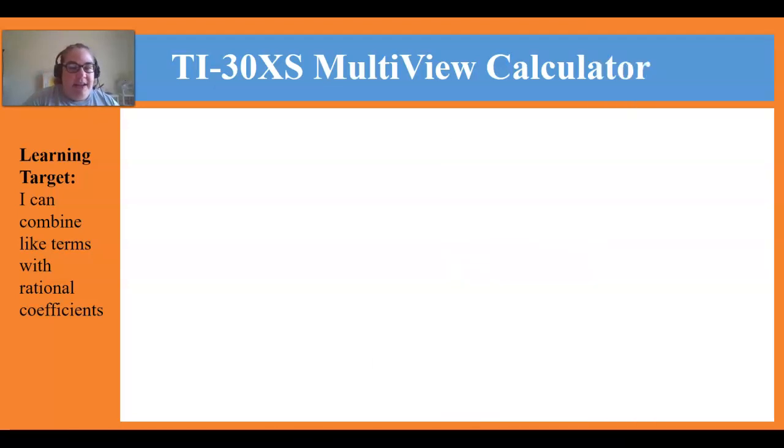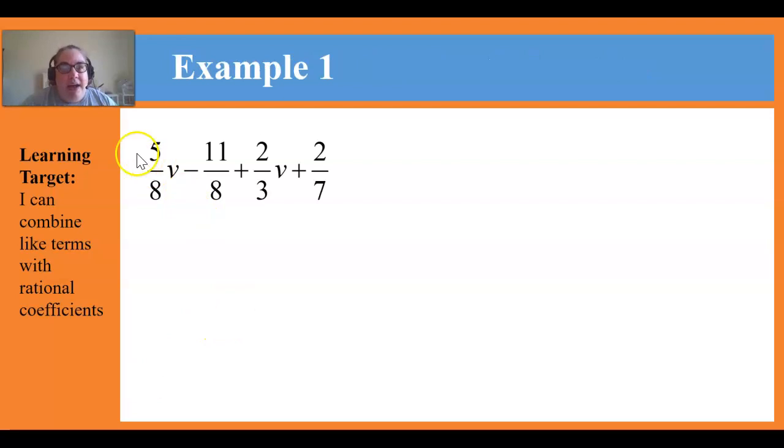So let's take a look at our first example. What we're going to do first is look for our like terms. I happen to see two like terms, 5/8 v and 2/3 v. Those are the terms that have the same variable. The terms that are just constants, the numbers that are not with a variable, would be -11/8 and 2/7. So what we're going to do is work to combine the like terms.